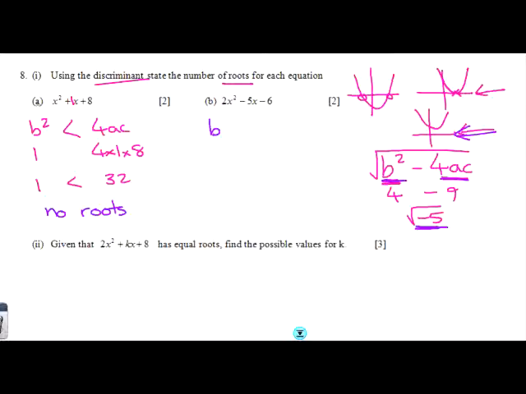Okay, let's do the same here. So b squared, 4ac. So minus 5 squared is 25, and 4 times 2 times negative 6, well that's minus 48. So you can see here that 25 is more than that, and therefore we are going to have 2 different roots.